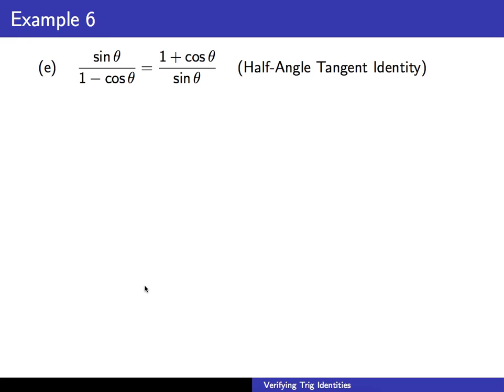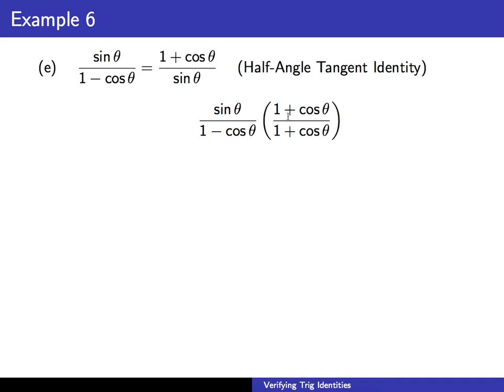All right, I believe this one is the last example in this video. So example 6e, we have the sine of theta over 1 minus the cosine of theta equals 1 plus the cosine of theta over sine of theta. And over here on the right, I've noted that this is the half-angle tangent identity, which we'll look at in a future video. So let's start with the left-hand side, sine over 1 minus cosine.